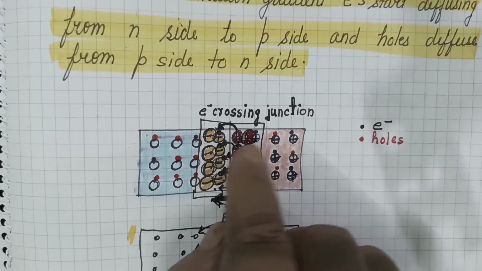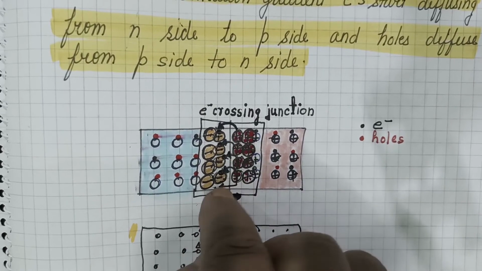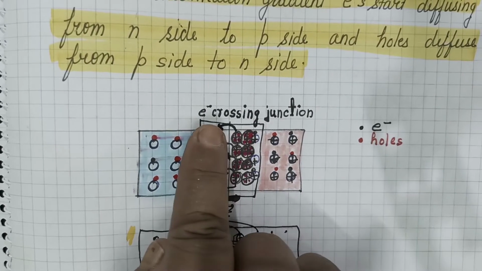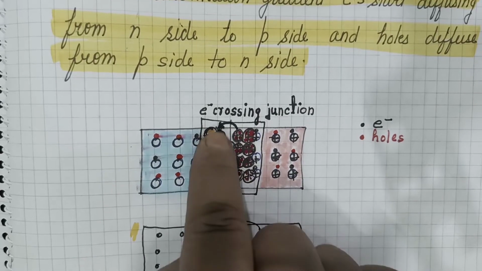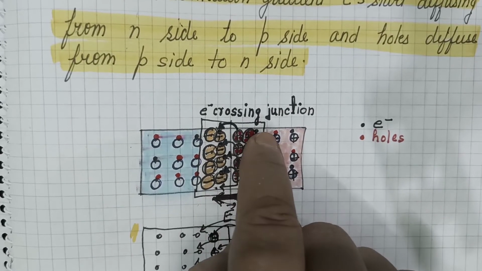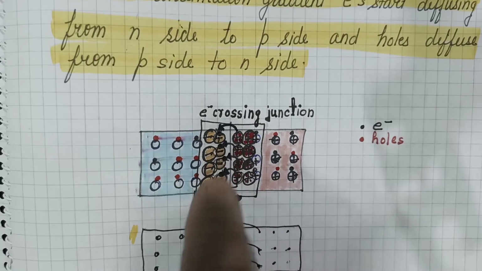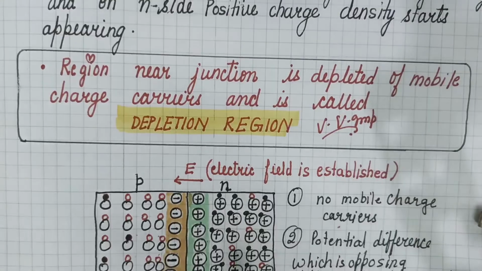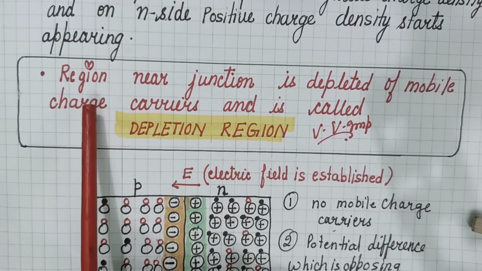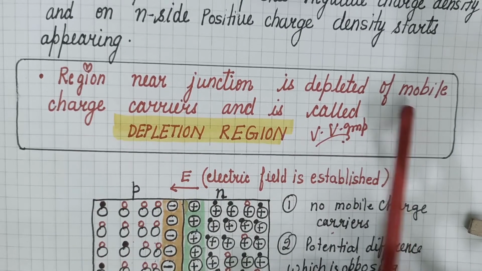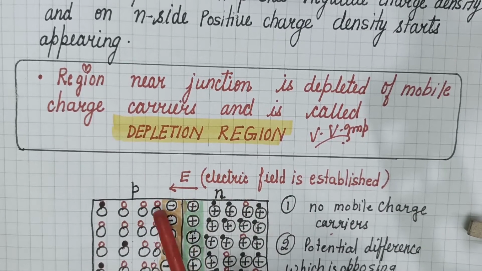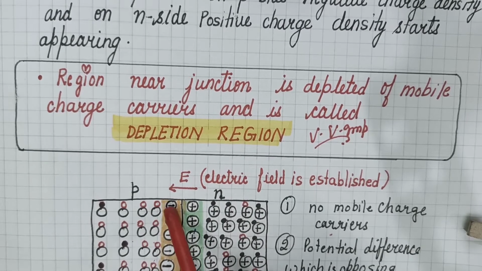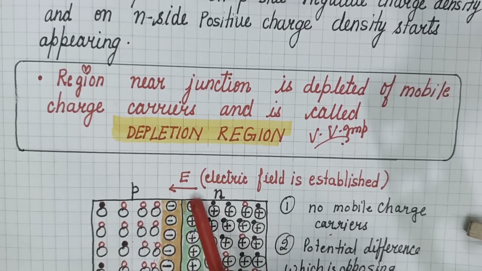Now these atoms do not have free electrons or free holes which can move. So the region near the junction, which is depleted of all the movable, mobile charge carriers, is called the depletion region. So that is the definition of the depletion region: near the junction, the region which is depleted of mobile charge carriers is called the depletion region. And due to these negative and positive charge layers, you can see that a low potential and a high potential are developed.